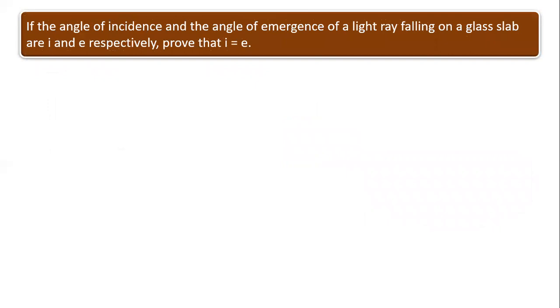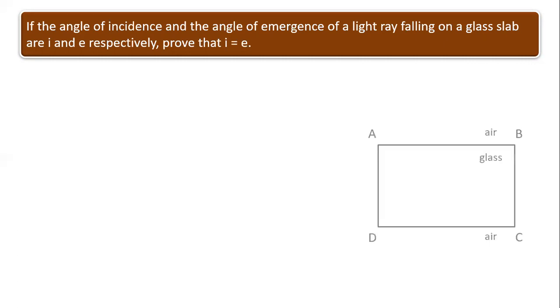Now, coming to the third question for today. This third question is actually a mathematical question. If the angle of incidence and the angle of emergence of a light ray falling on a glass slab are I and E respectively, prove that I is equal to E. So that means the question is about the angle of incidence, which is denoted by I, and the angle of emergence, which is denoted by E. So we are supposed to prove that I and E both are equal.